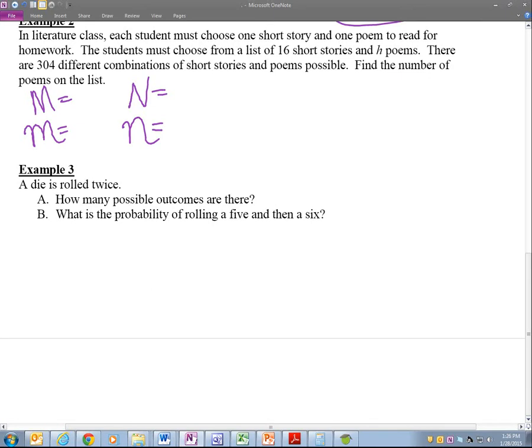Okay. Let's see if we got M down. Now, if I were to do this, I have an event that's happening. A short story. Kids can choose from a short story. So that's my M, short story. How many short stories can they choose? They choose 16 short stories. That's my lowercase m. Now my N is one poem. Beautiful poem.